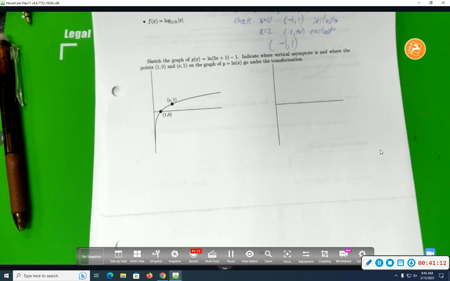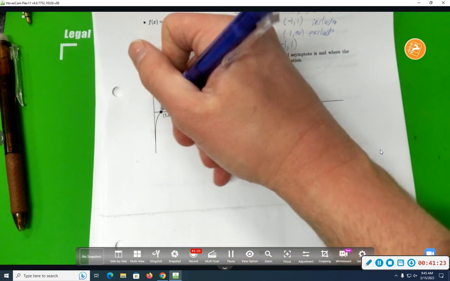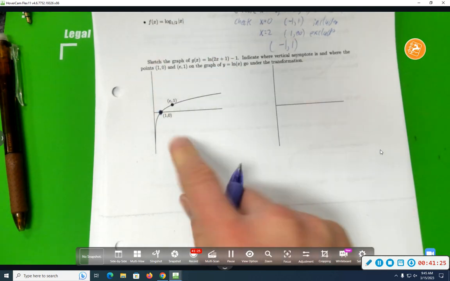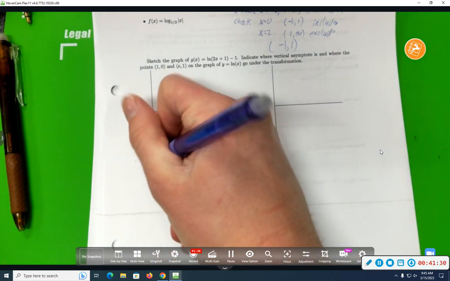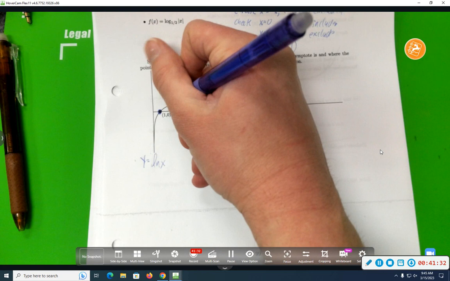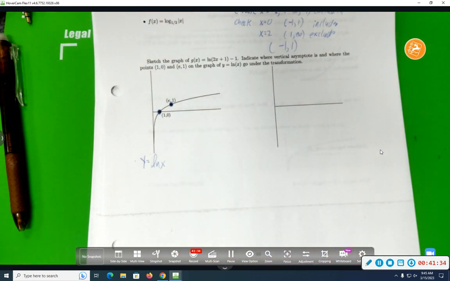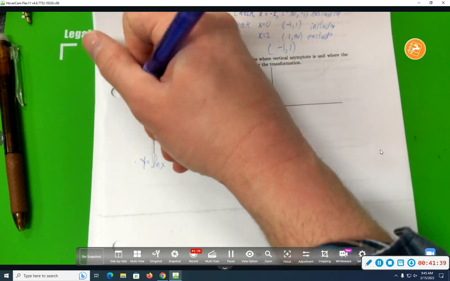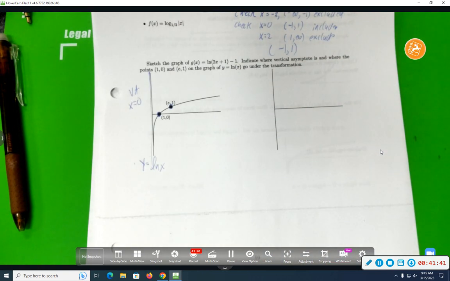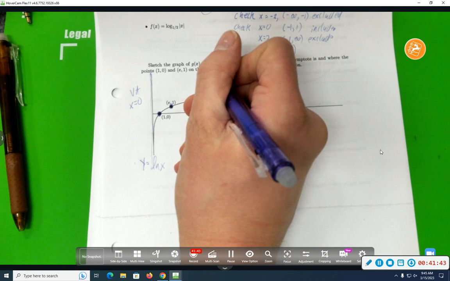aspirational. So let's try to sketch the graph of ln of 2x plus 1 minus 1, and let's graph by transformations. And let's start by just remembering these 3 facts. The x-intercept is always at x equals 1 if this is y equals ln x. Natural log of e is equal to 1. And there is a vertical asymptote at x equal to 0. Let's try to graph this function by transformation.